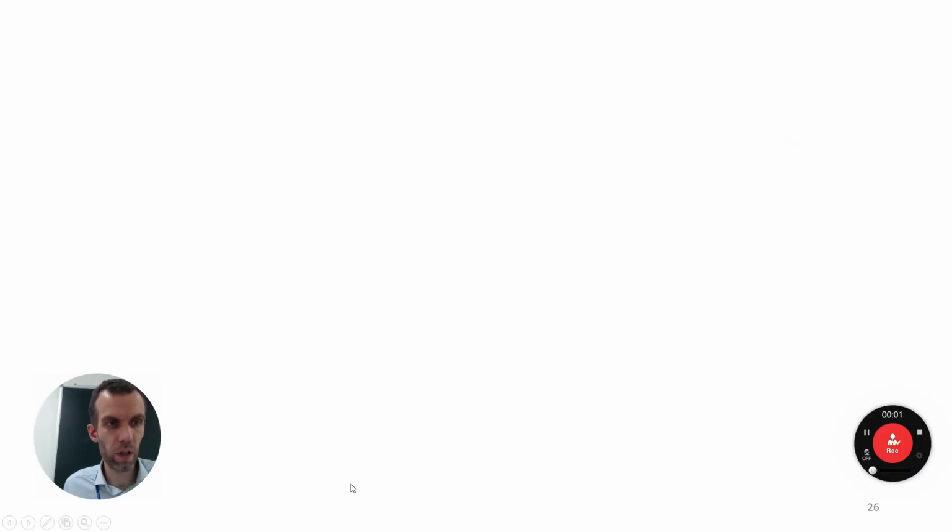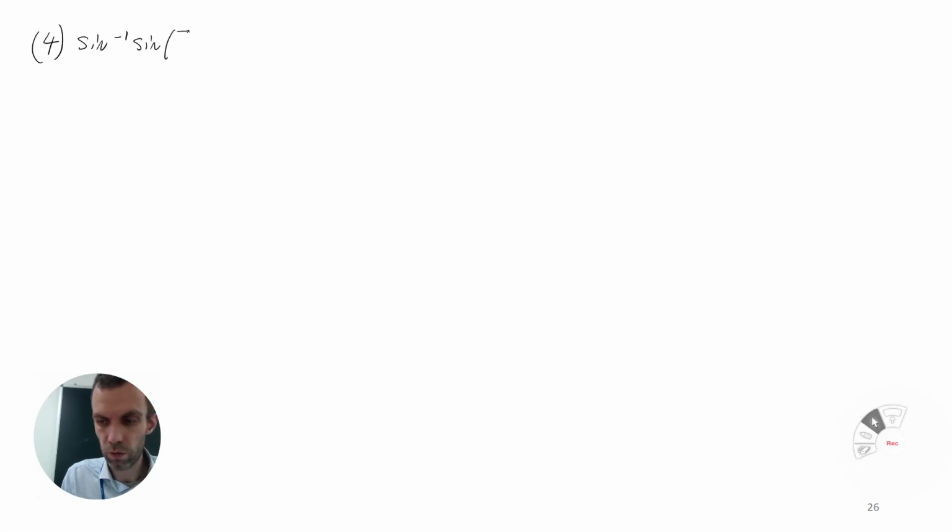Okay, so for the last few examples, we'll do a couple that have a slight twist. So the first one is sine inverse of sine of 7 pi divided by 3. So here you might be tempted to use the cancellation rule, but that would not be immediately correct. So this angle is not in the interval minus pi over 2, pi over 2. So we cannot use the cancellation rule right away.